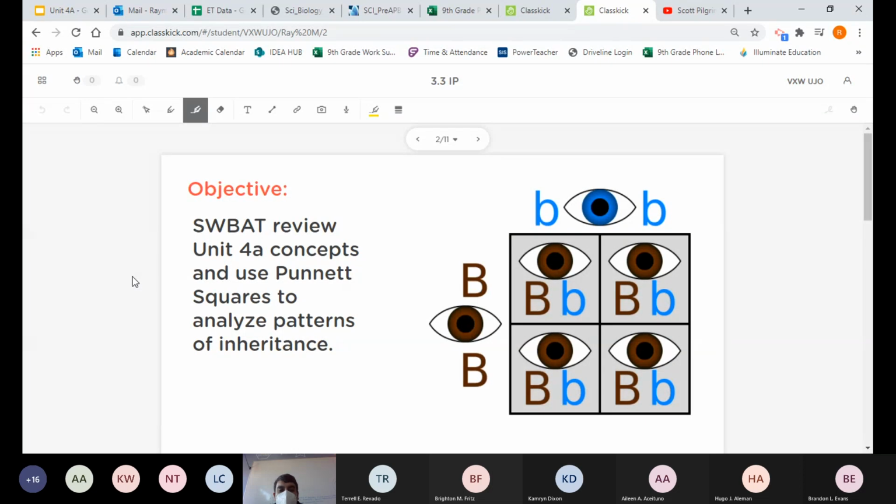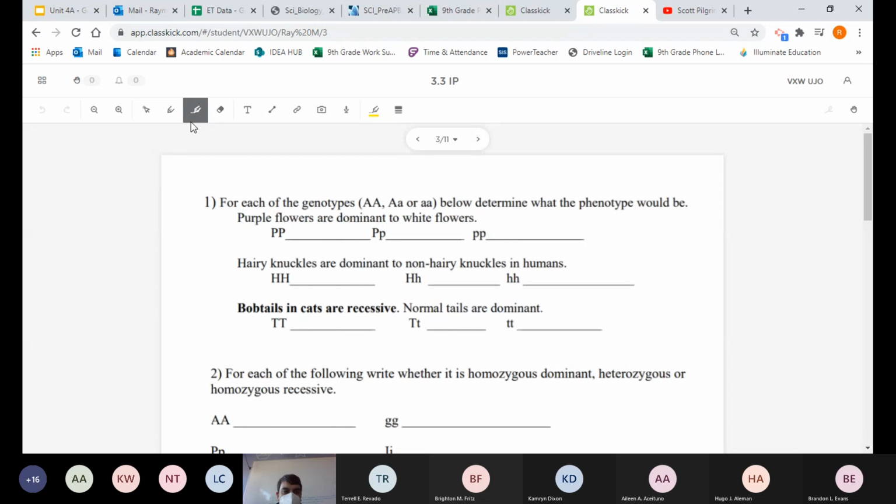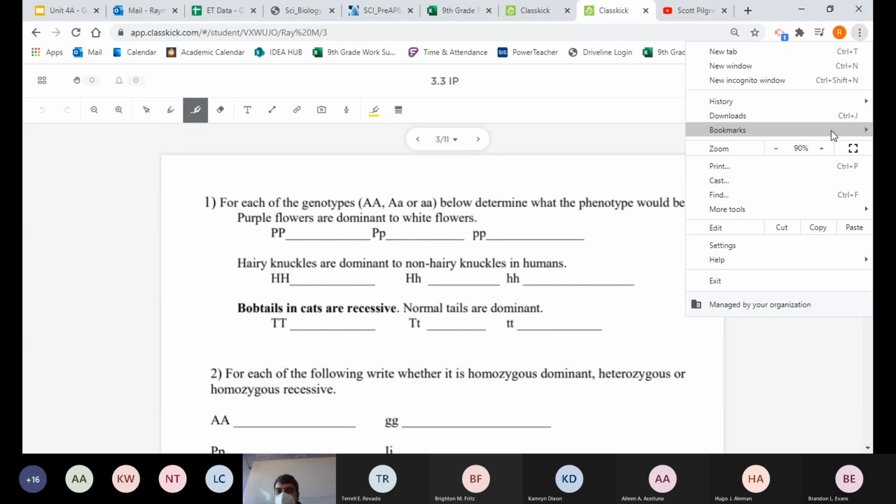Here's our objective. If you hadn't had time to get that down yet, we're reviewing our Unit 4A concepts and using Punnett squares to analyze patterns of inheritance. I like this picture because you can see how even though it has the recessive allele, it's not expressed because of that dominant trait. So I like that. That was cool. Okay, let's zoom back in.